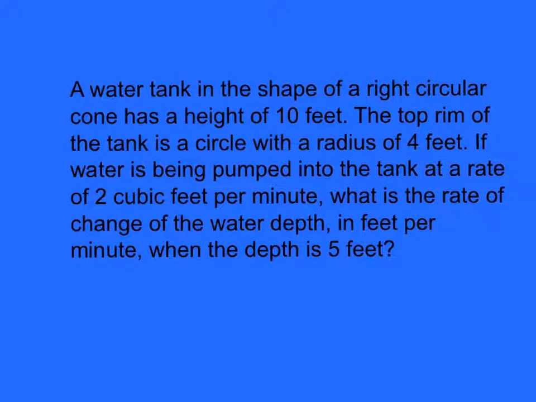A water tank in the shape of a right circular cone has a height of 10 feet. The top rim of the tank is a circle with the radius of 4 feet. If water is being pumped into the tank at a rate of 2 cubic feet per minute, what is the rate of change of the water depth in feet per minute when the depth is 5 feet?